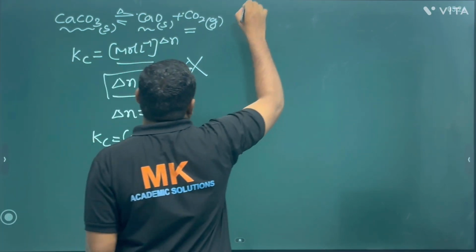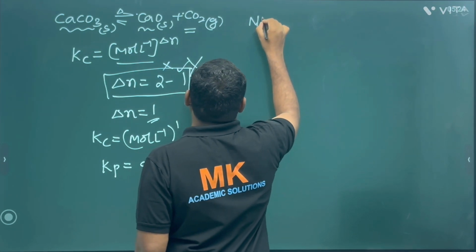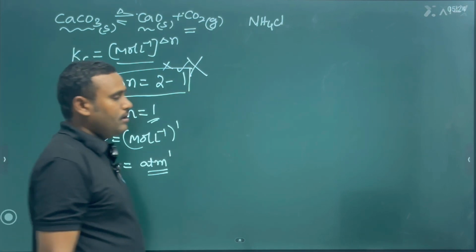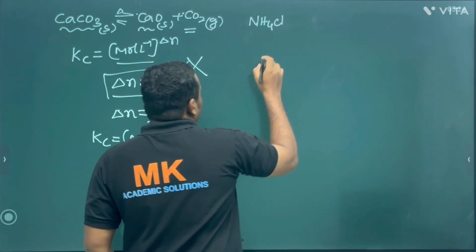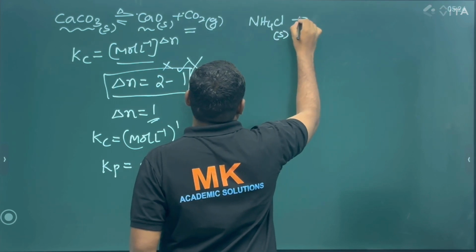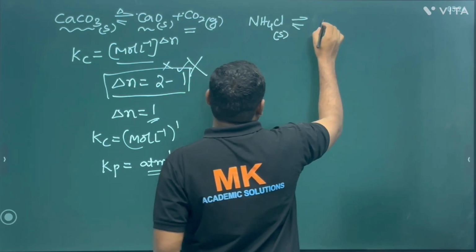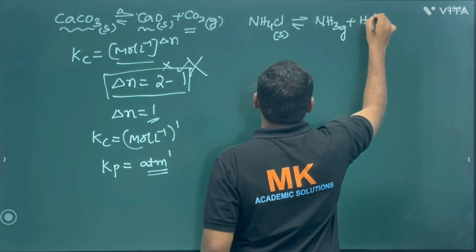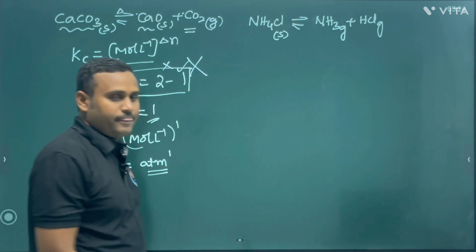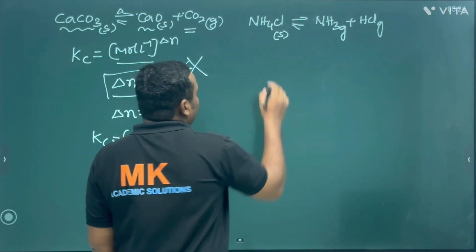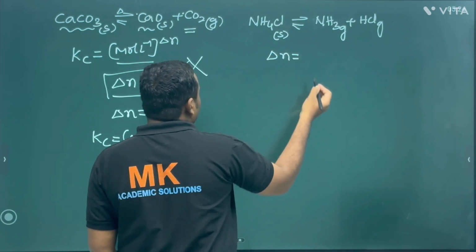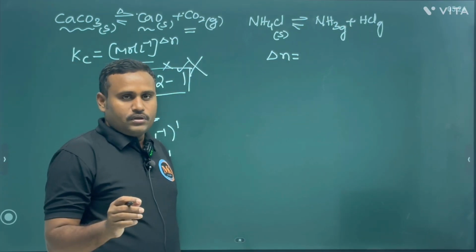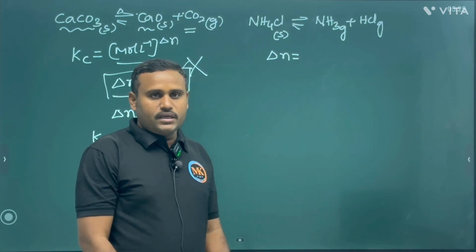So now let us take one more example. NH4Cl, ammonium chloride. Take the decomposition of ammonium chloride. Let us consider it is present in the solid state, and it decomposes as NH3 gas plus HCl gas. Now you see how you will get the equation. So here delta n is equal to what? I told you just now: the number of moles of gaseous products, or the number of moles of products present in the aqueous state.